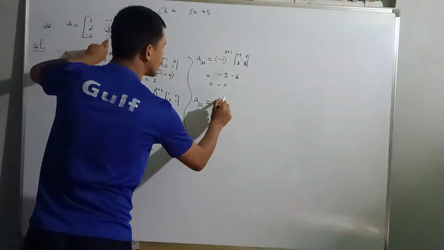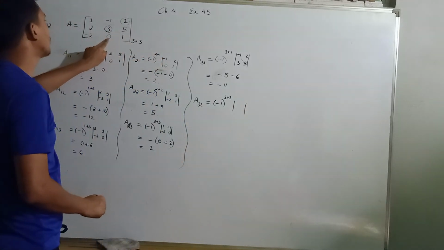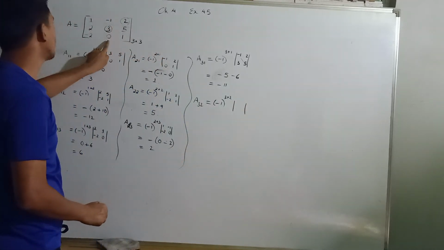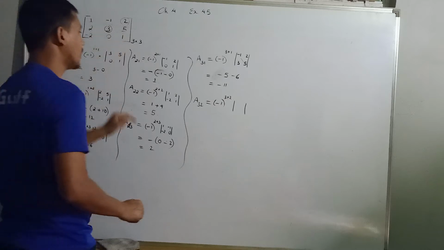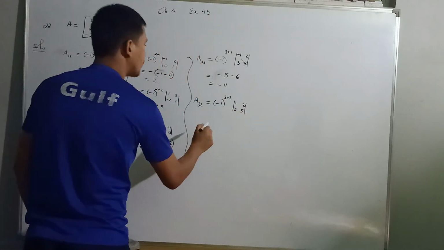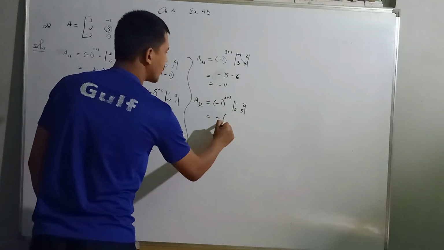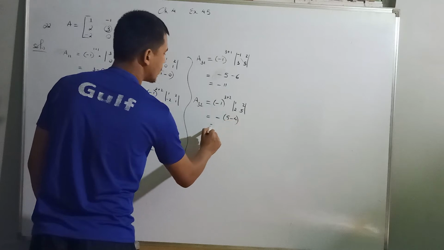Now we take the cofactor of this element, 0. Definition says minus 1 to the power 3 plus 2 times the minor of this element. For the minor, you neglect this row and this column, then 1, 2, 2, 5, right? Minus 1 to the power 5 is negative. 1 times 5 is 5 minus 4. That's minus 1.